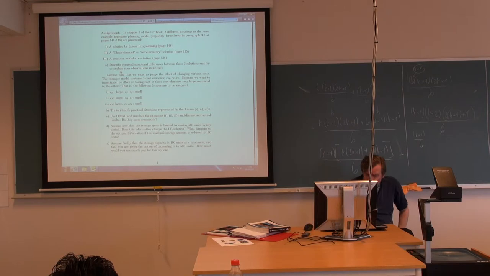Then finally, assume that the storage capacity is 100 units at the maximum, and that you're given the option of increasing it to 500 units. How much would you maximally pay for this option? That should be possible to derive, if you understand what this is about.